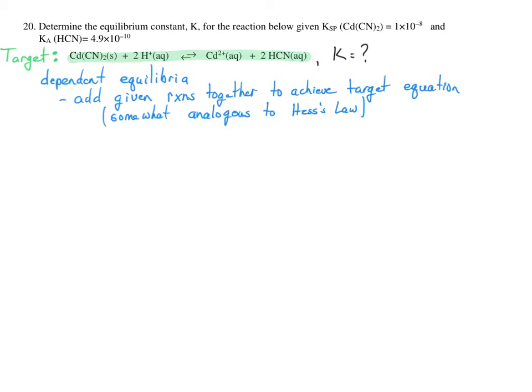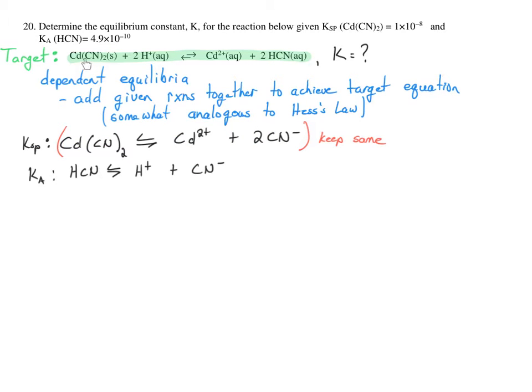We want to manipulate the chemical equations associated with each of these equilibrium constants such that they yield this target equation when they're added together. We're going to start by writing out the chemical equation associated with each of these equilibrium constants. We see that in our target equation, we want 1 mole of cadmium cyanide. We already have 1 mole of cadmium cyanide in our first reaction, our KSP reaction, so we're going to keep this reaction the same.